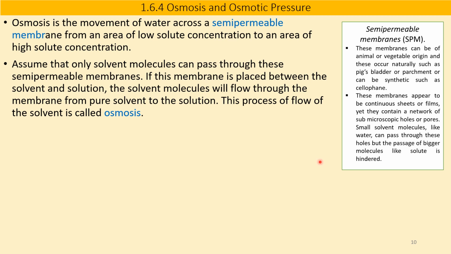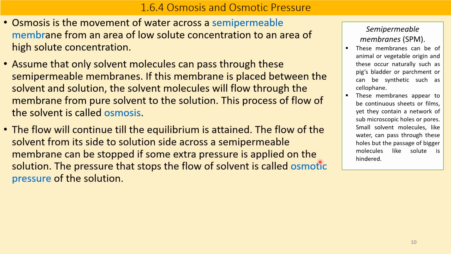This process of flow of solvent is called osmosis. The flow will continue till equilibrium is attained. The flow of solvent from its side to the solution side across a semi-permeable membrane can be stopped if extra pressure is applied on the solution. The pressure that stops the flow of solvent is called the osmotic pressure of the solution.